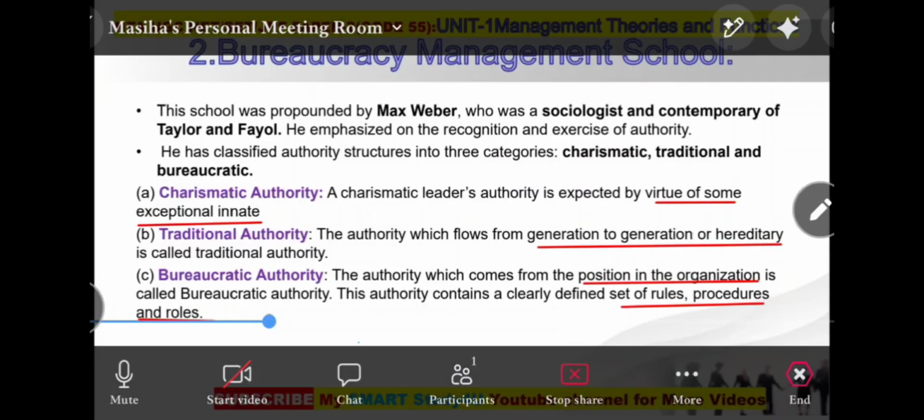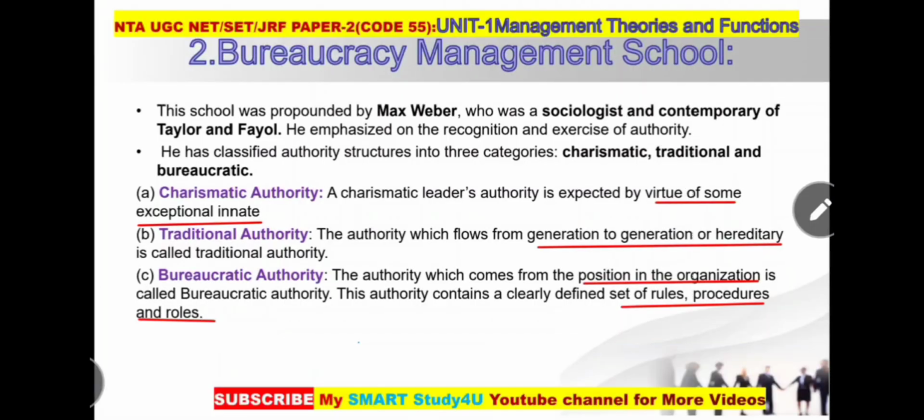Next school is Bureaucratic Management School. Bureaucratic Management School was developed by Max Weber. He is into recognition and exercise of authority. Authority structure can be classified into three. First is charismatic authority. The charismatic leader's authority is expected by virtue of some exceptional innate qualities.